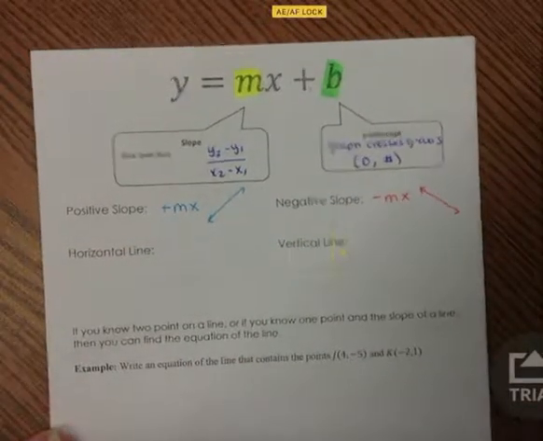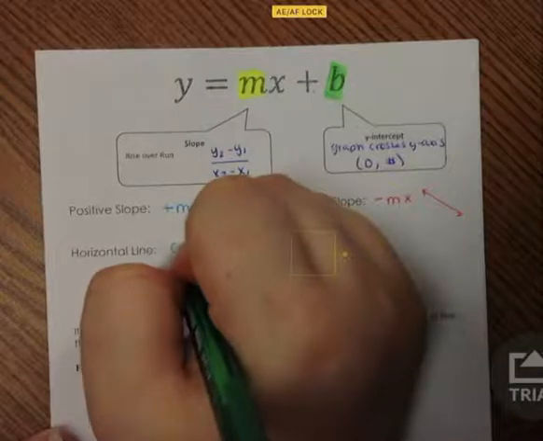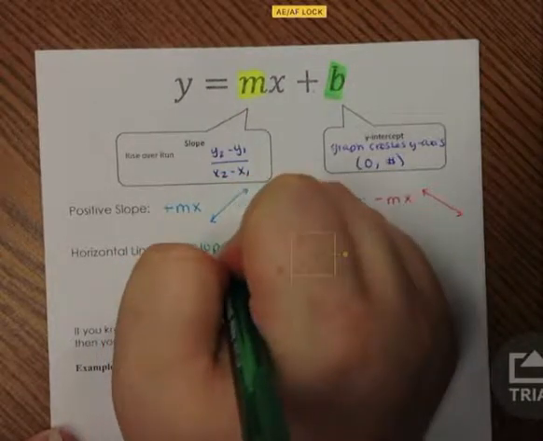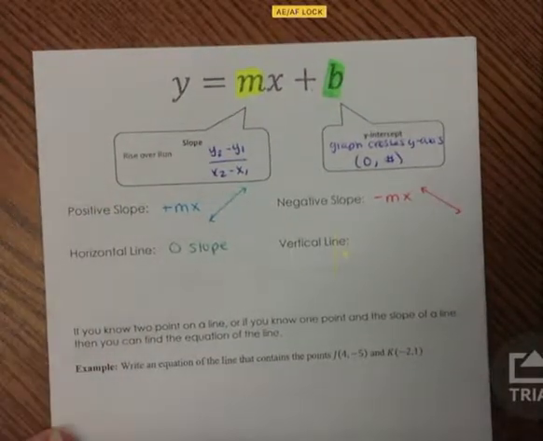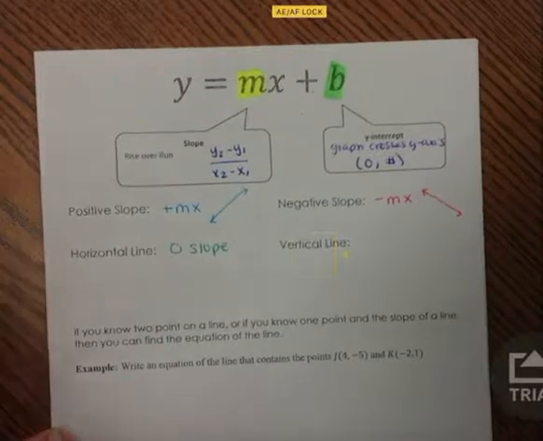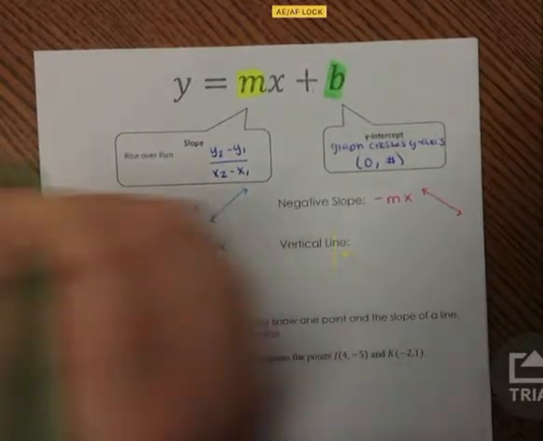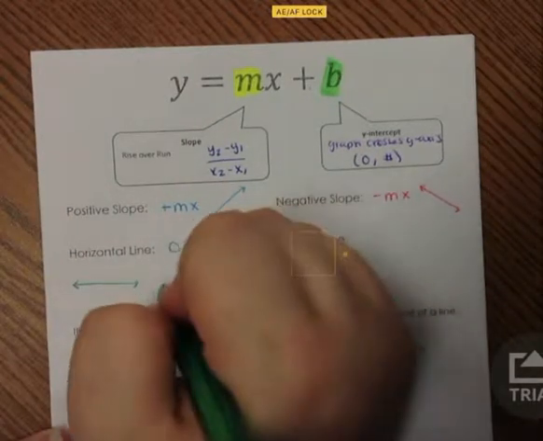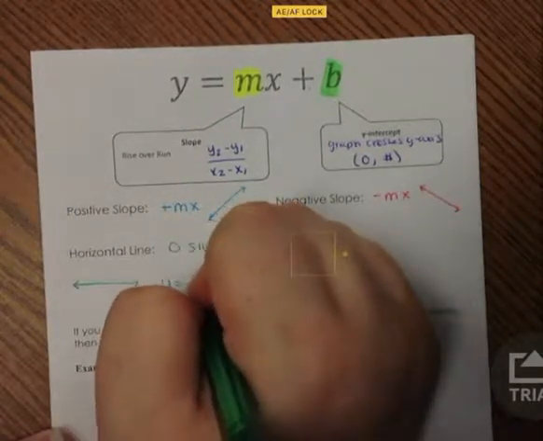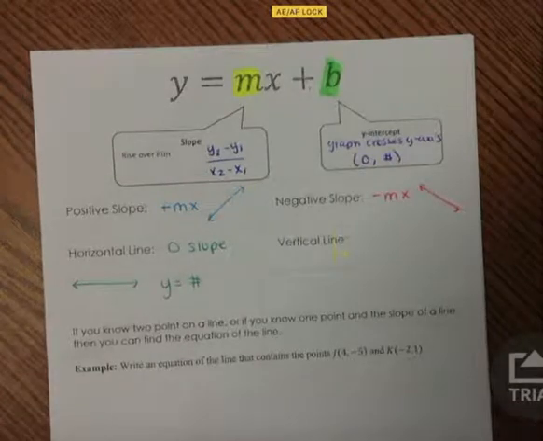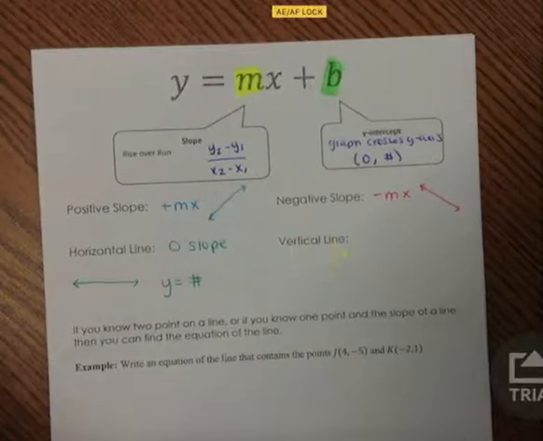A horizontal line has a slope of 0. You don't say no slope, it just says 0 slope. This is a horizontal line. It goes left to right only. And this is when you have y equals just a number, with no other letters. So if you see y equals 5, that's a horizontal line. Start at y equals 5 and just make a left and right line.